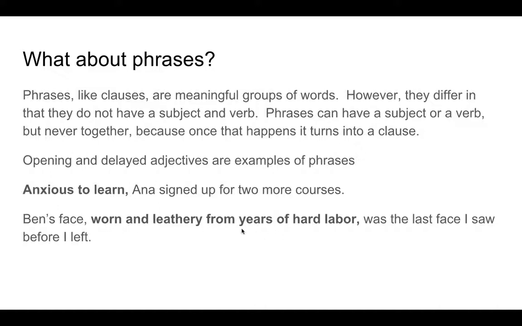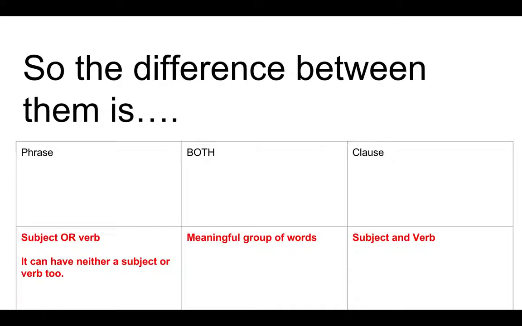And again, I look at it. Where's the verb? I don't see one. So there's not even a subject or a verb in this one, and actually both of these examples are phrases. But don't forget, a phrase could have a verb or it could have a subject. It just cannot have both. So as you can see, a phrase has a subject or a verb. A clause has a subject and a verb. That's the difference. They both are meaningful groups of words.